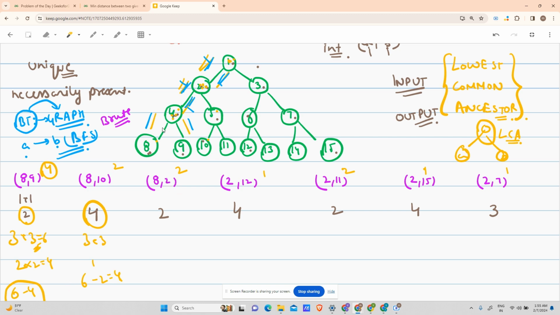Okay, for 8 to 2, the lowest common ancestor is 2, and 8's distance is 1, 2, 3. For 2, it is 1. Right. 2's distance is 1. So 3 plus 1 gives me 4. And minus 1 into 2 gives me minus 2. That gives me 2. Again matching.